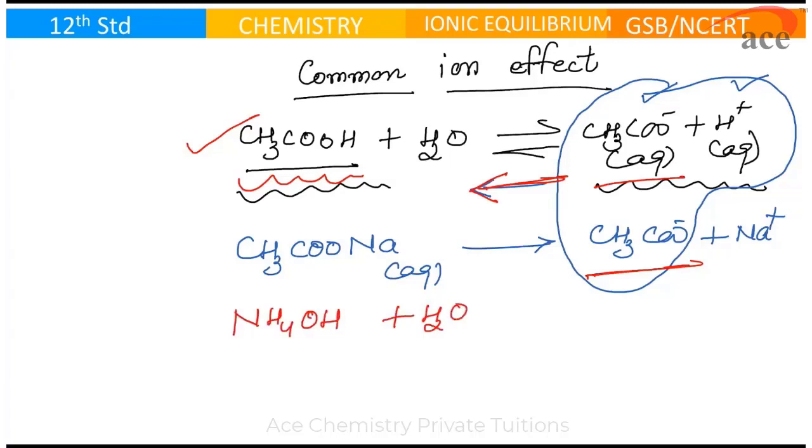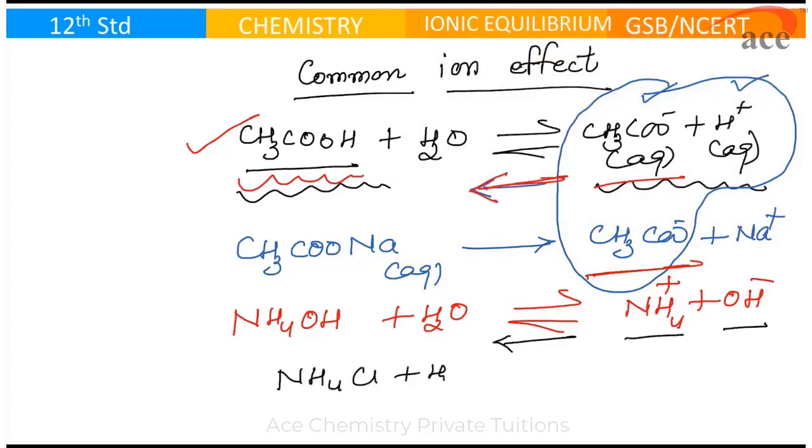Okay, let me take one more example. I have a weak base, ammonium hydroxide. I know it dissociates to small extent, but I want its dissociation to get reduced further. Basically, I want to suppress the dissociation of ammonium hydroxide. So basically, I want reaction to go in backward direction. For that, I'll add either this or this.